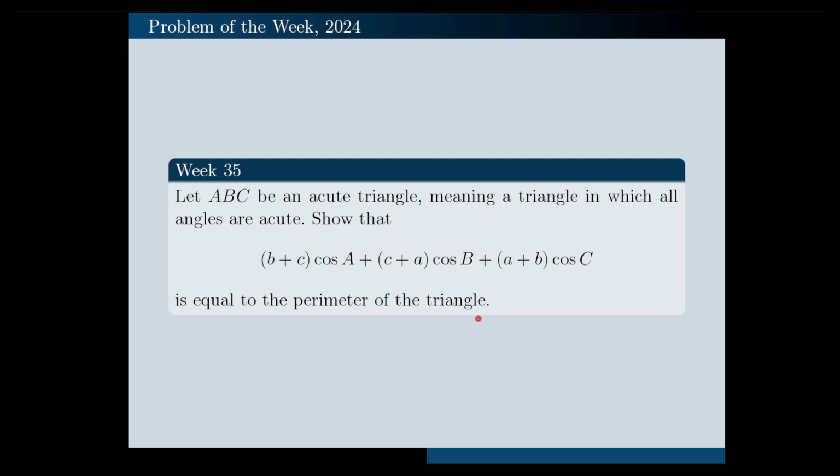It would be a good idea if you pause the video at this point and try to solve the problem yourself first.